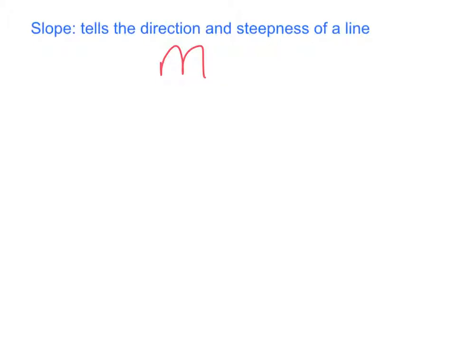The y-intercept is where the line crosses the y-axis. So if you have a graph, your coordinate plane that looks like this, and you have a line that goes this way, the y-intercept is the number on the y-axis right here where that line crosses the y-axis. And from now on, we're going to refer to that with the variable b.